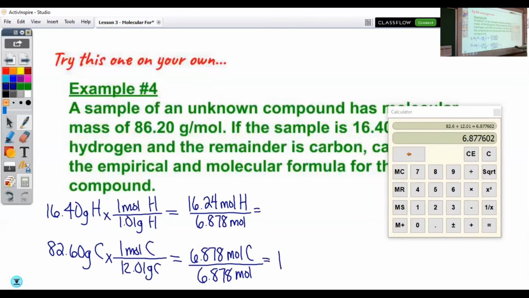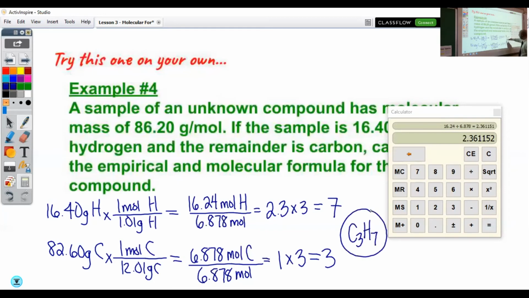Here we will get 16.24 divided by 6.878 turns out to be 2.3. So in this case, what we're going to end up doing is multiplying by 3 to get our whole number. So in this case, we'll wind up with C3H7. This is our empirical formula.